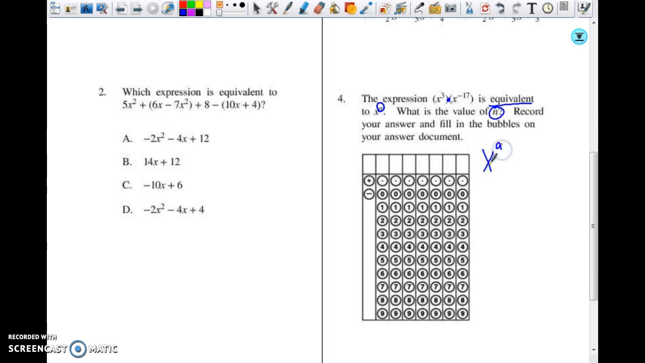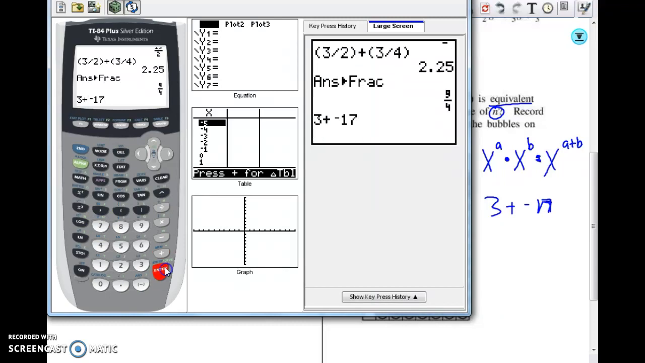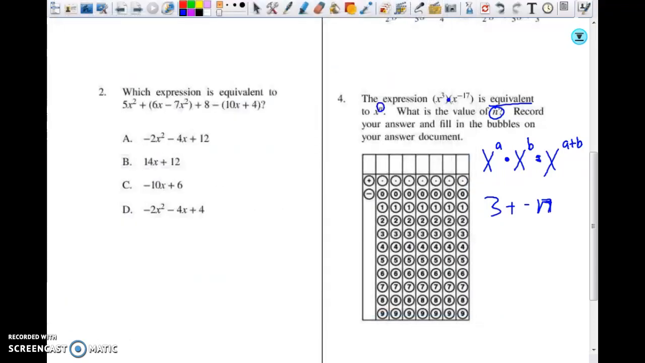It says if you have a base with an exponent being multiplied to the same base being raised to another exponent, what do we do between those exponents? We just add them, okay? So here I have an x being raised to the 3, x to the negative 17. So what is 3 plus negative 17? Let's see. 3 plus negative 17, negative 14. So this one you do have to know the law, which we will give to you in an answer choice.